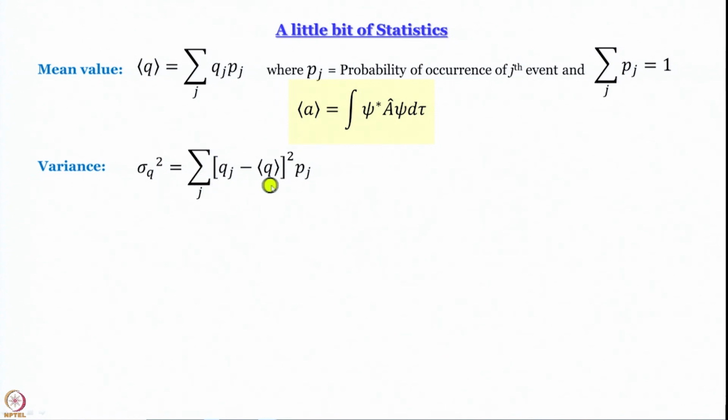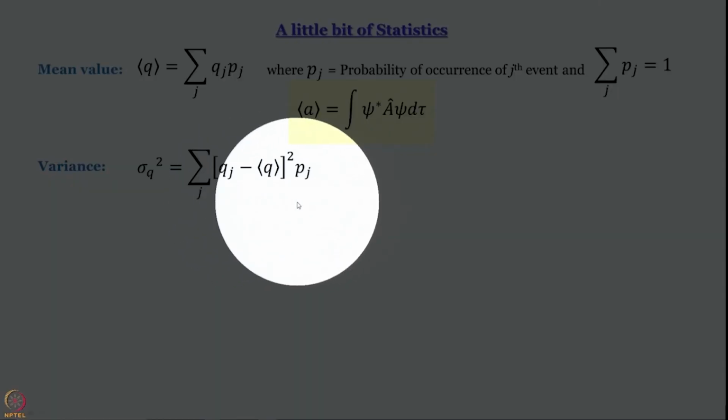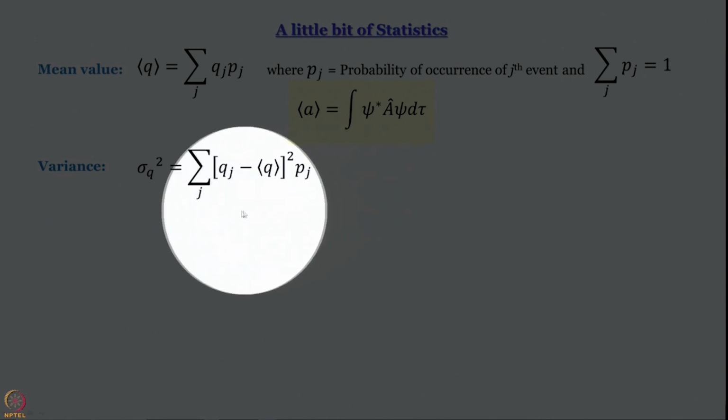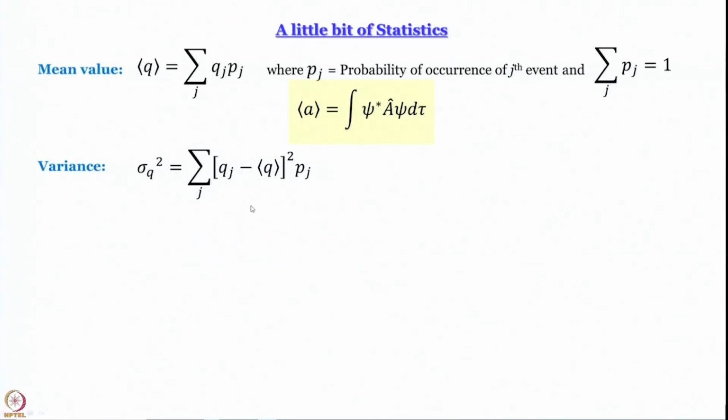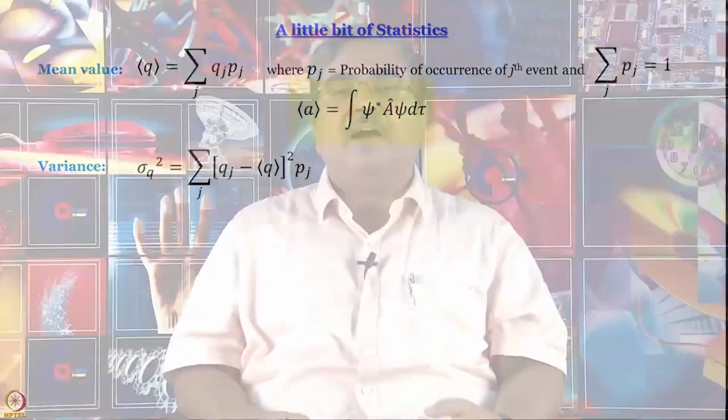Let us only focus on what is there inside the bracket, this part, Qj minus Q bar. So, Qj minus the average value of Q, what is that? For every measurement, the jth measurement, by how much does the value differ from the average value? That is Qj minus the mean value of Q.